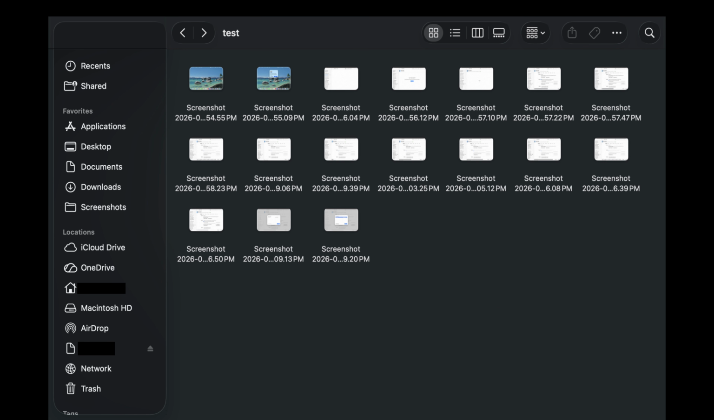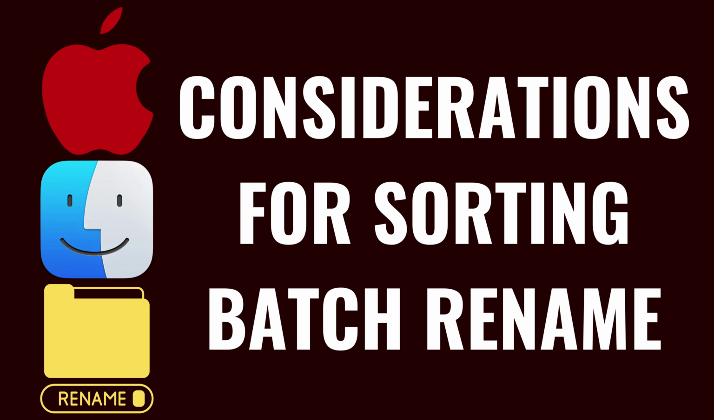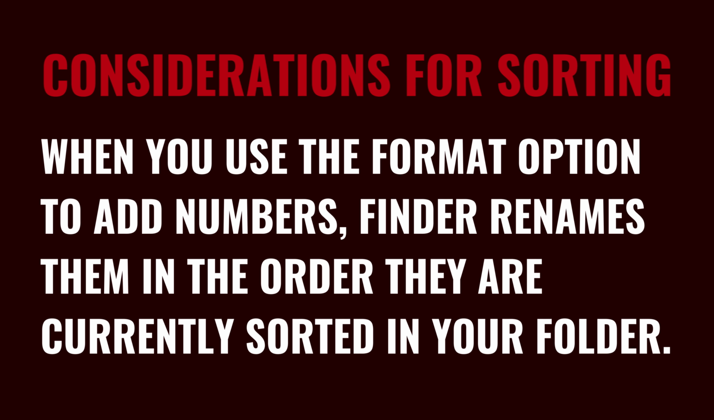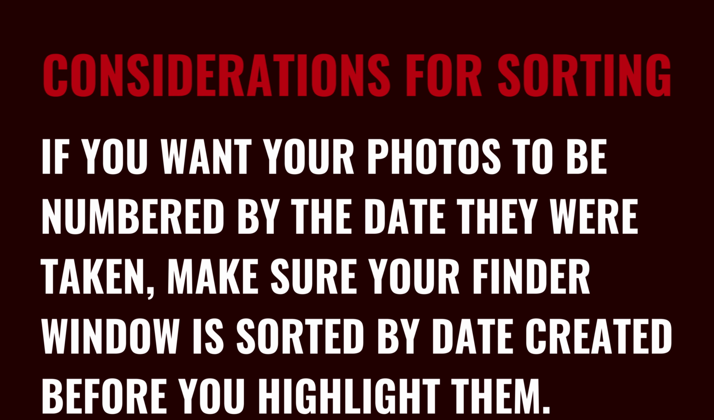Finder will instantly revert all of those files back to their original names as long as it's the very next action you take. Tip number 2, sorting matters. Keep in mind that when you use the Format option to add numbers, Finder renames them in the order they are currently sorted in your folder. If you want your photos to be numbered by the date they were taken, make sure your Finder window is sorted by date created before you highlight them and hit Rename.